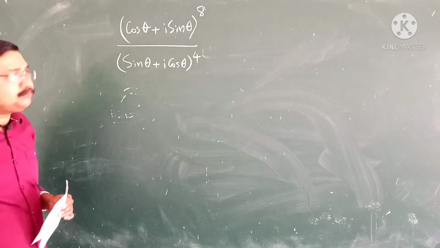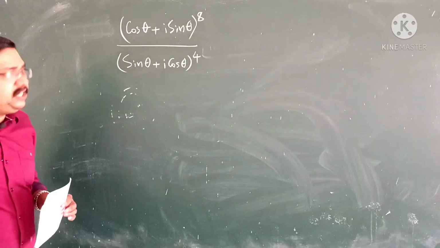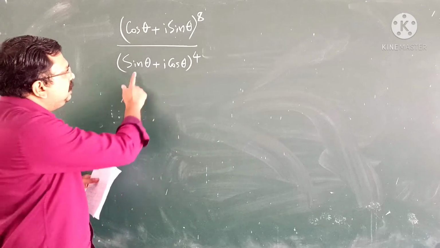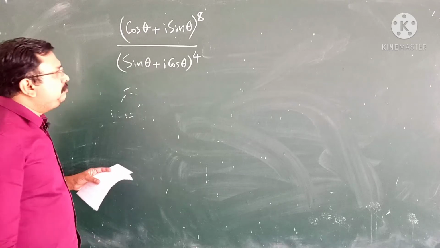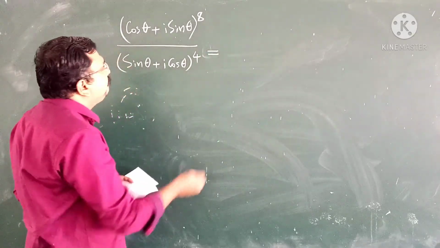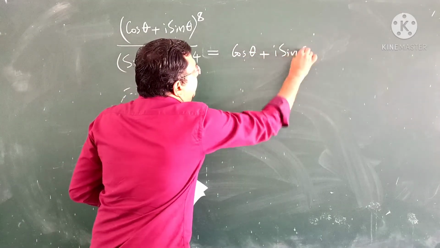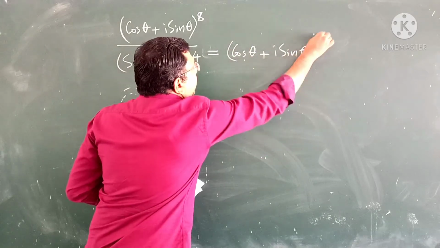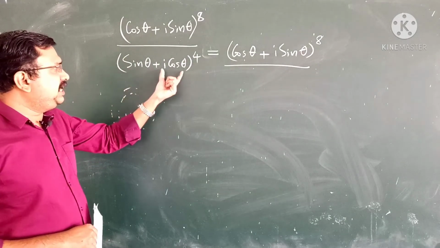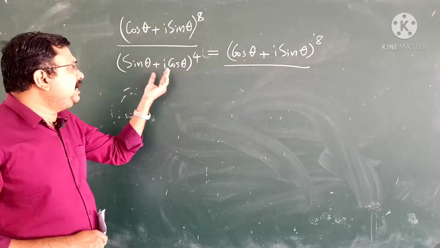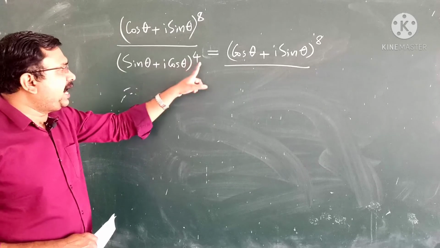Our question is (cos theta plus i sin theta) the whole raised to 8, okay, clear? Divided by (sin theta plus i cos theta) the whole raised to 4. Okay, this can be done by, which is equal to (cos theta plus i sin theta) the whole raised to 8 divided by, listen, here is sin theta, here is i cos theta. I am taking i outside, then it will become i raised to 4.